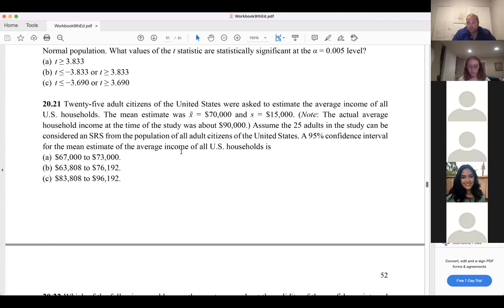Okay. So A, B, or C. 3, 2, 1, go. Yep. Good. That's what I got. Straight up on the calculator piece.